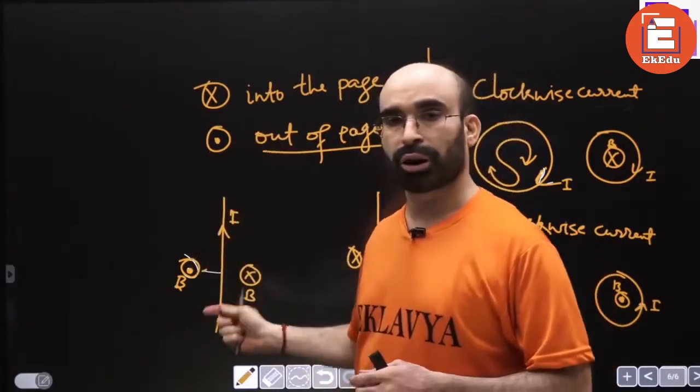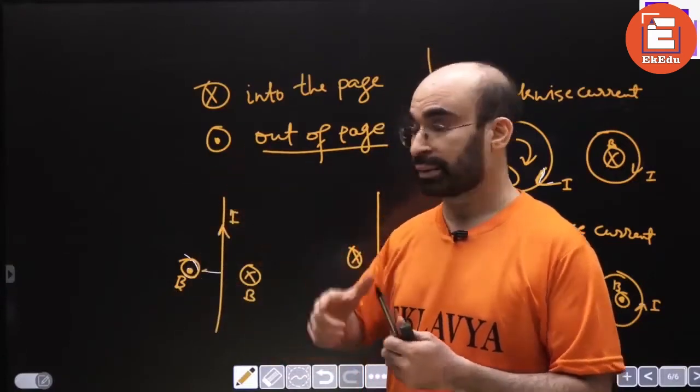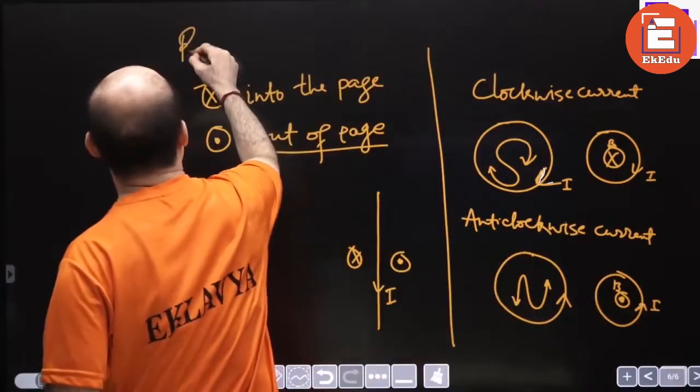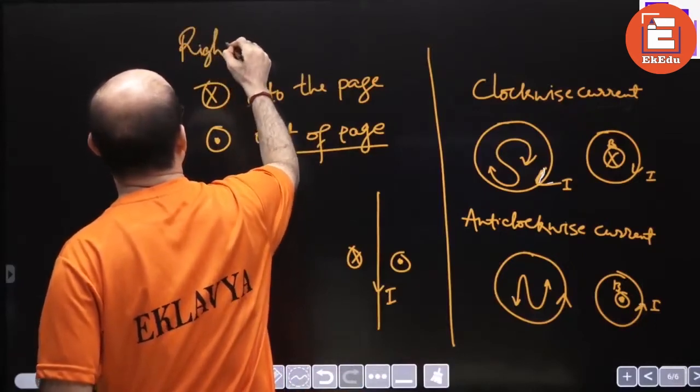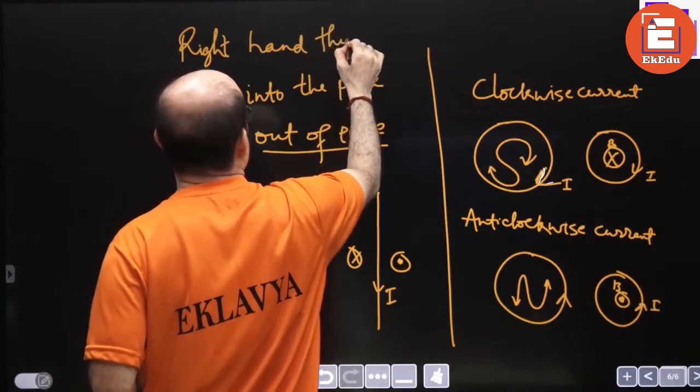How is the direction of magnetic field determined? Yes, the right hand thumb rule.